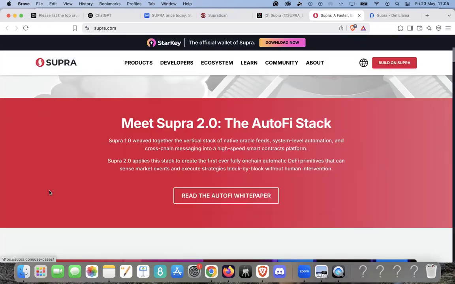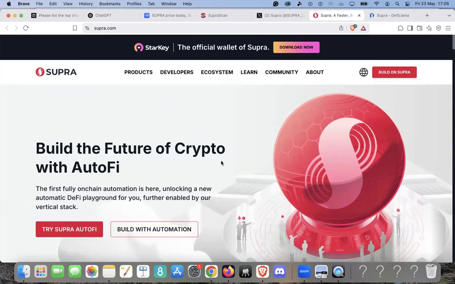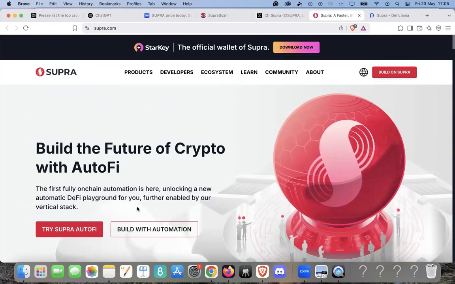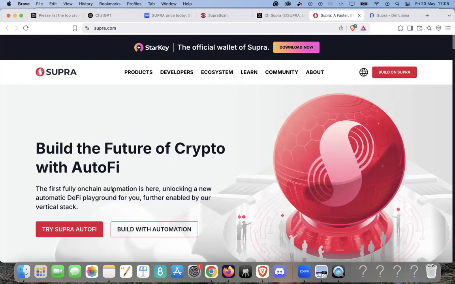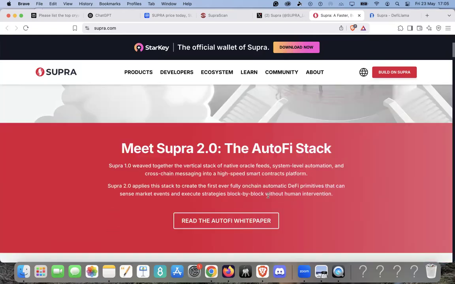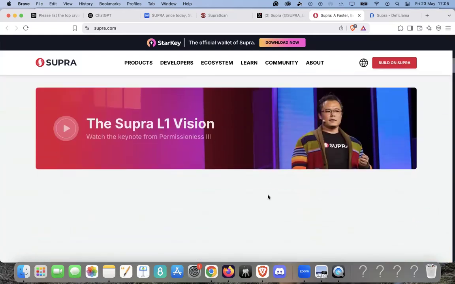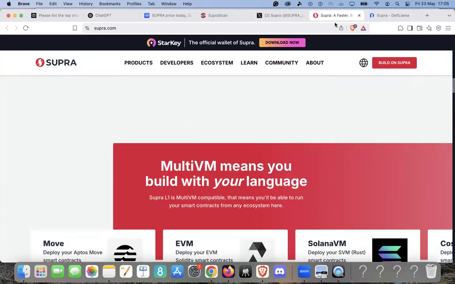Now, as I suspected with this, when we look at this: build the future of crypto with AutoFi. The first fully on-chain automation is here, unlocking new automatic DeFi playground for you, further enabled by our virtual stack. Now, this means nothing to a newcomer to the market, which is why I do the simplification on ChatGPT. So the website, for a newcomer, can be very, very confusing, but we know what they do. We know what they're looking to do.